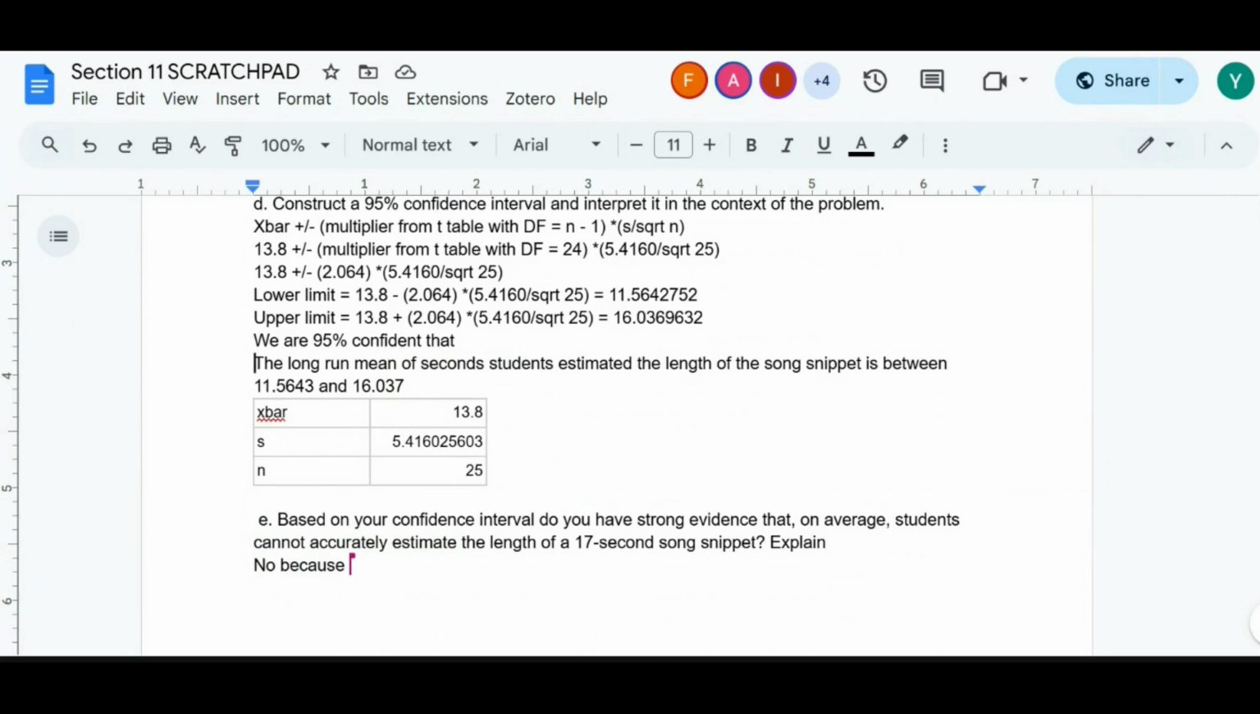Where does the confidence interval start? The lower limit is 11.5. It goes all the way to, because the upper limit is less than 17. 17 is outside the interval, which means on average, people cannot tell quite accurately. 17 is the actual length, but the whole confidence interval, which gives you a list of reasonable values, is outside 17. So you can say that no, they can't seem to tell on average, because 17 didn't even make it into the interval. Did you get that?